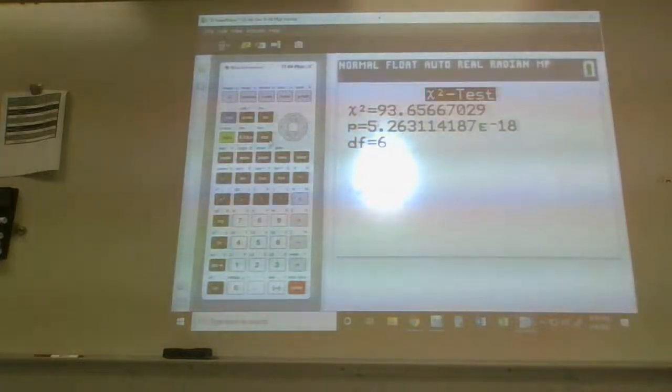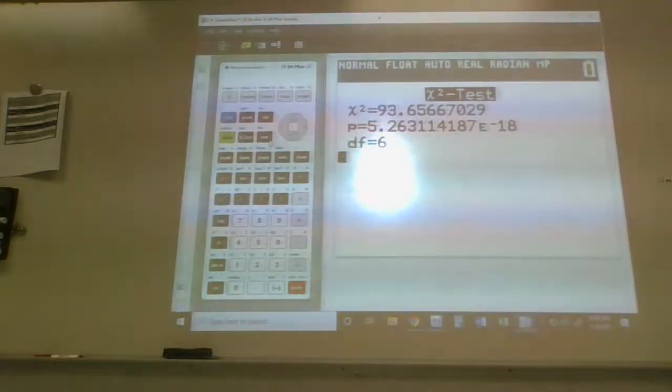Chapow! It does it for us. Excellent. Why are the degrees of freedom 6? I'll tell you why, don't worry. But everything is done for us.